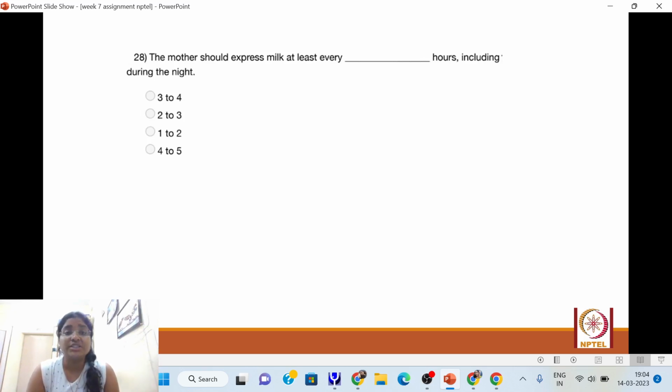Okay. The mother should express milk at least every dash hours, including during the night. 3 to 4 hours, 2 to 3 hours, 1 to 2 hours, or 4 to 5 hours.